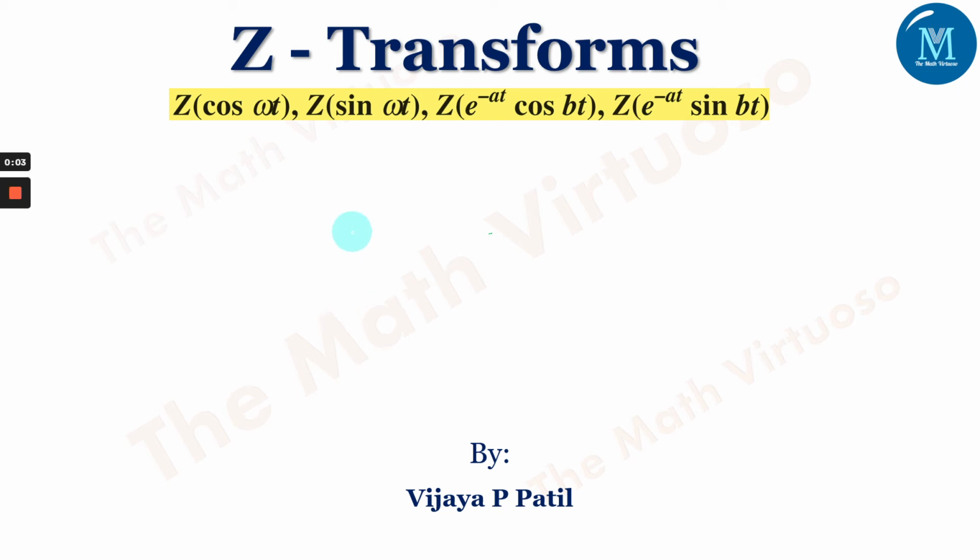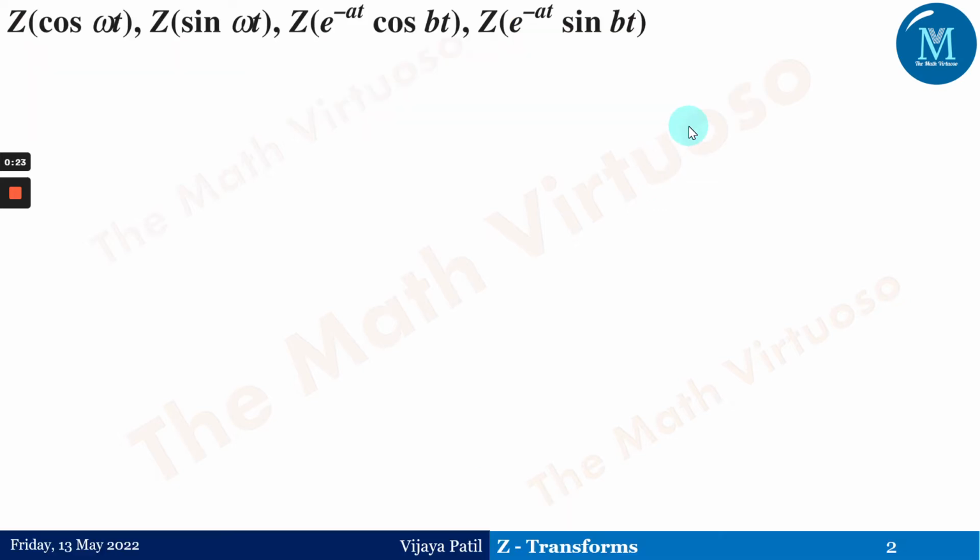Hello and Namaste. In continuation with the Z transforms, we are going ahead with the standard Z transform of a standard function. In this session, we are going to look at cos omega t, sin omega t, e to the power minus at cos of bt, and e to the power minus at sin of bt. This type of functions, the Z transform of them.